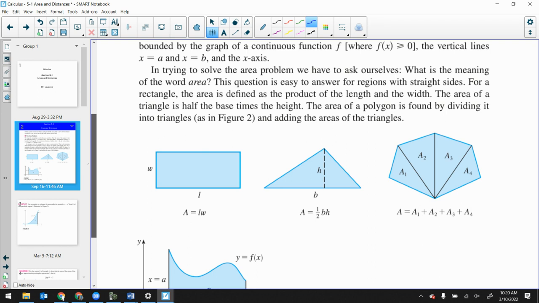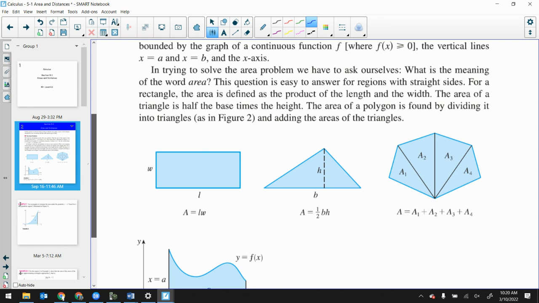In trying to solve the area problem, we have to ask ourselves, I love this question, what is the meaning of the word area? This question is easy to answer for regions with straight sides, right? For a rectangle, the area is defined as the product of the length and the width. Just length times width, taking one side, multiplying it by the other side. The area of a triangle is defined to be half the base times its height. The area of a polygon is found by dividing that polygon into triangles.